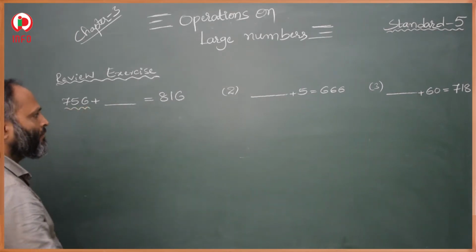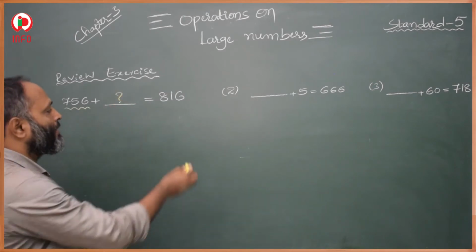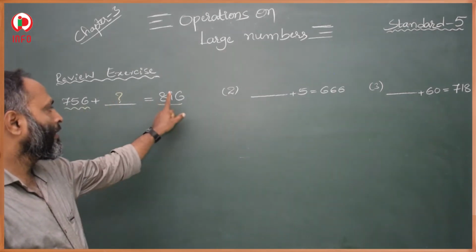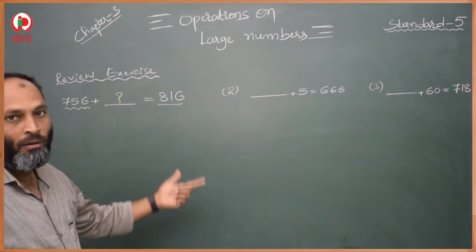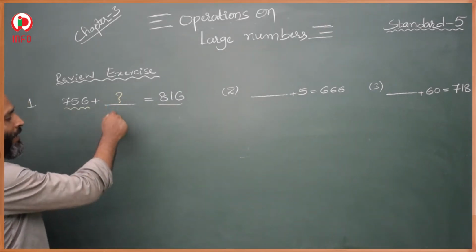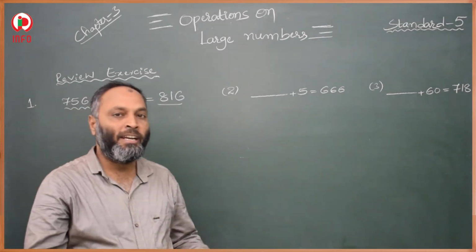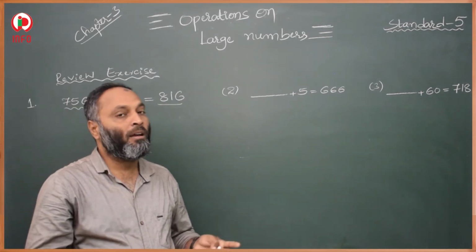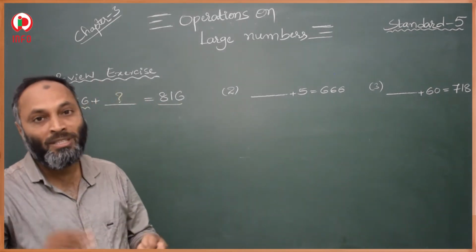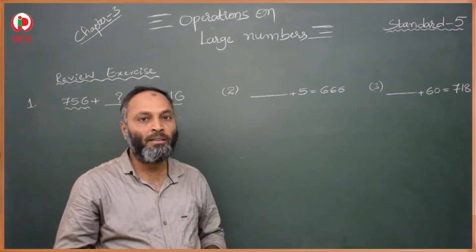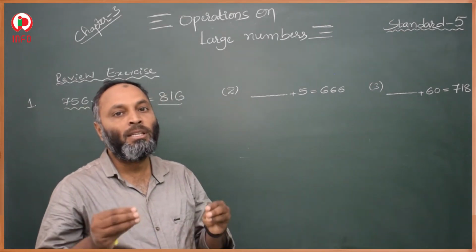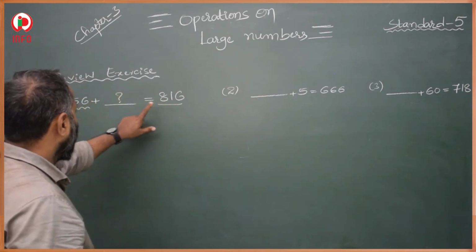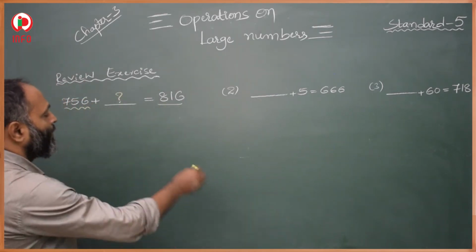Here the first addend is given. The second addend we don't know. The sum, or total, is given. For finding the second addend or first addend, whichever it is, if the first addend is given, then we have to subtract the first addend from the sum. Otherwise, if the second addend is given, we have to subtract the second addend from the sum. This is the method to find the first or second addend.